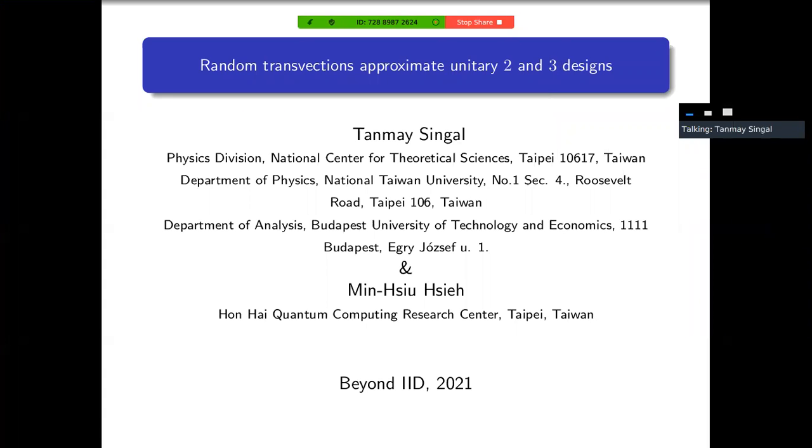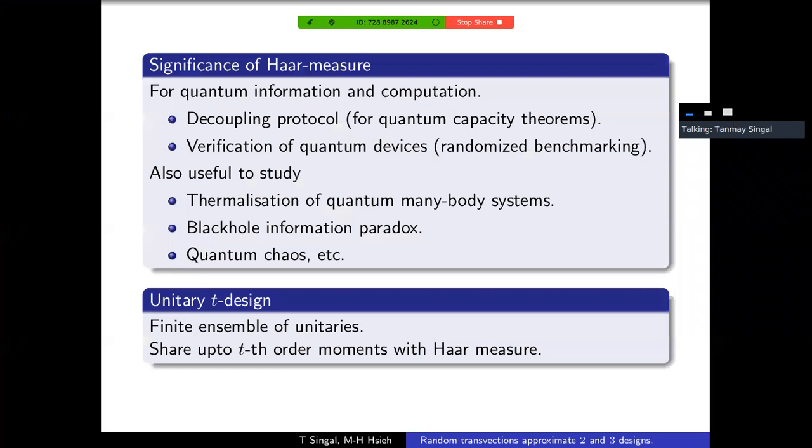Hello everybody, my name is Tanmay Singal and today I would like to talk to you about a work which I have been doing with my collaborator Min-Hsiu Hsieh. The title of this work is Random Transvections Approximate Unitary 2 and 3 Designs.